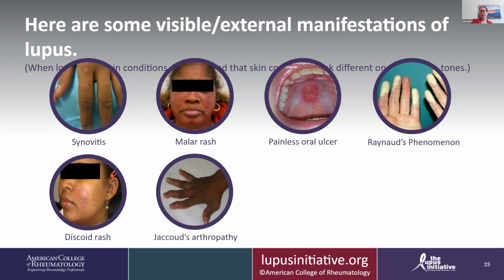Jaccoud's arthropathy. This is something that is seen more in the older population. I don't see it in pediatrics. It's a very deforming arthritis caused by lupus in general. It doesn't cause erosion, so breakdown in the cartilage.